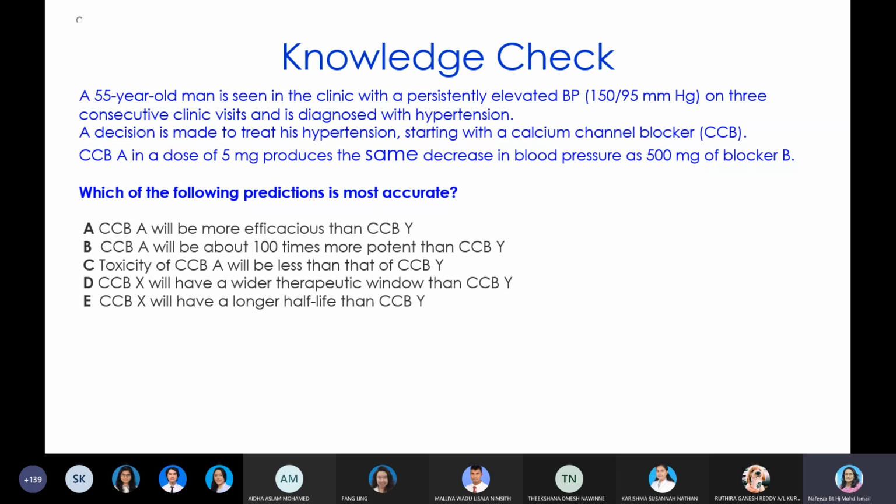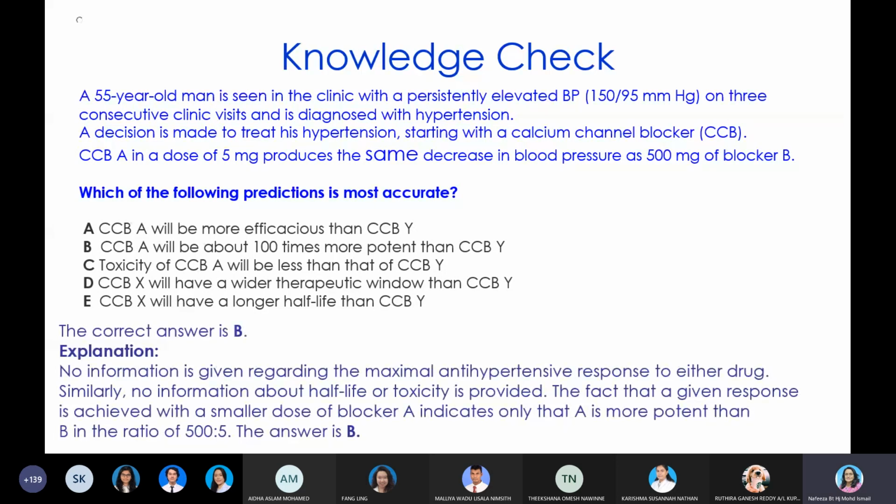Which is the right answer? Someone said B, right? Congratulations, B is correct because we just talked about potency. Now, I'm so sorry about the Y and the X and the A. Apparently, it was not changed. So the correct answer is B. A will be about 100 times more potent than B.